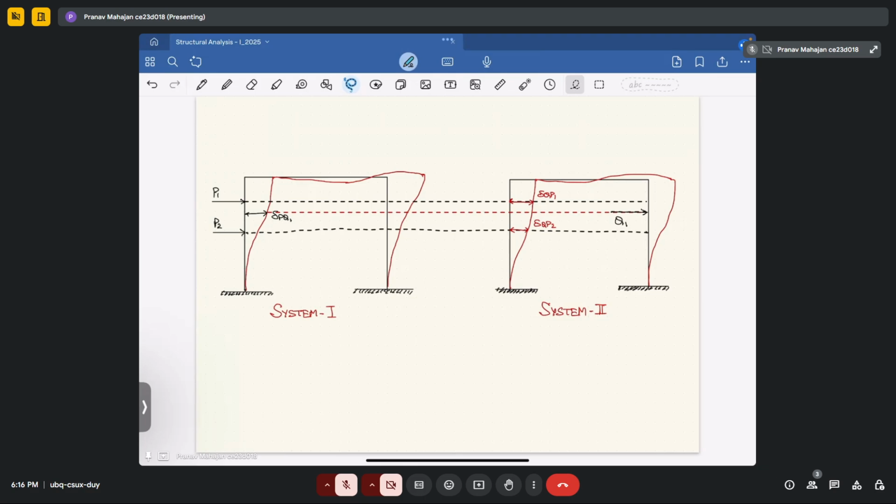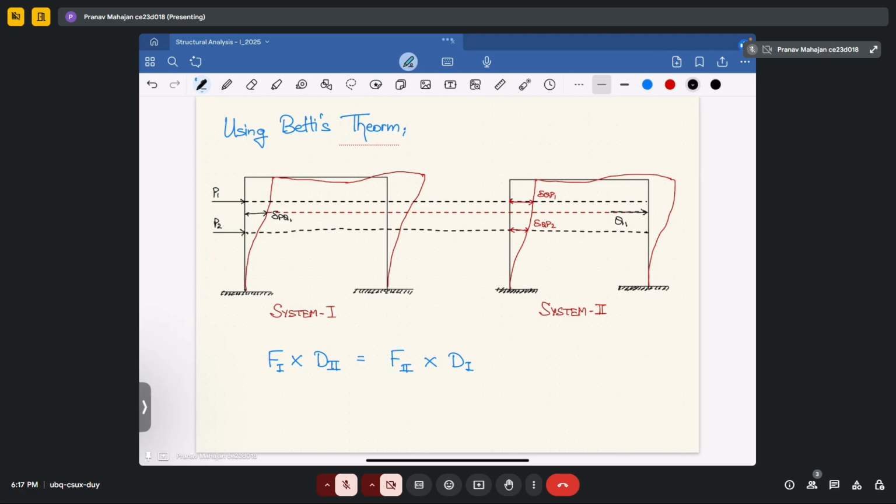Now what Betti theorem says, we will write. Using Betti theorem, Betti theorem tells you that force in system 1 when multiplied by displacement in system 2 will be equal to force in system 2 multiplied by displacement in system 1.